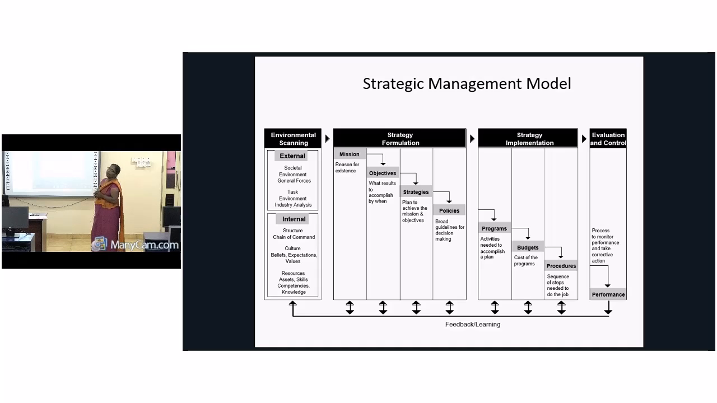Then you find culture. Culture is a particular element in the internal organizational environment. Culture is composed of different things in an organization. Basically, it is composed of beliefs, expectations, values, and also behaviors of people. In the university we have particular patterns of behavior. We as university employees have particular patterns of behavior and particular beliefs.